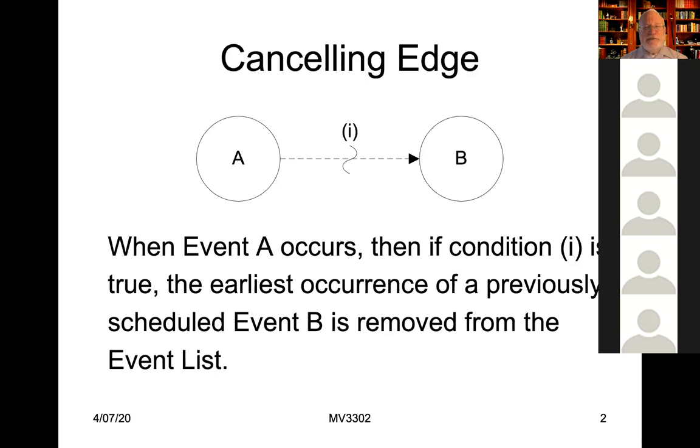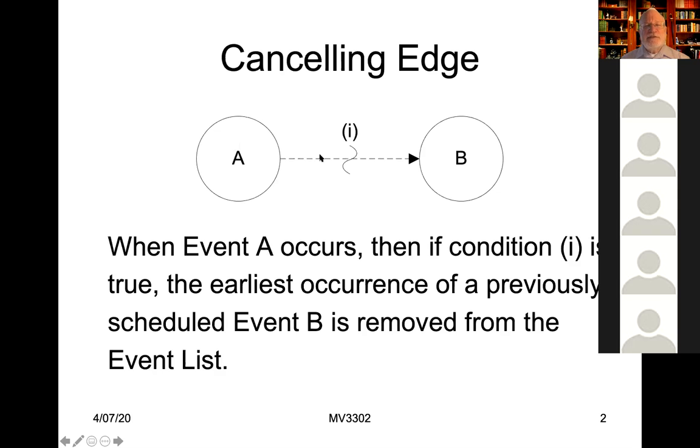So the idea of a canceling edge is it kind of looks like a scheduling edge, with the exception that it is a dotted or dashed arrow instead of a solid arrow. The second difference is that there's no time delay. So for a scheduling edge, it has everything. The only thing it has is the Boolean condition. And the rule is that when, as a modeler, you've decided that a certain event is going to cause other events that had been previously scheduled to be canceled, then it's denoted this way.